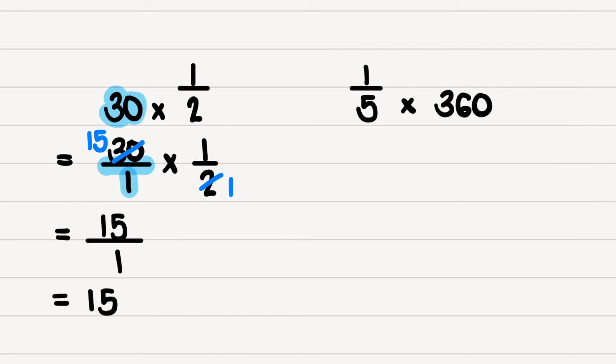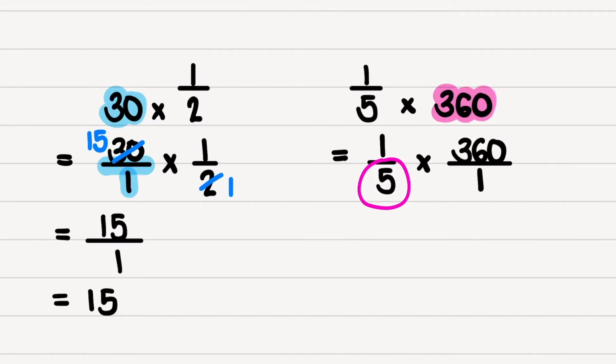Next example, I can see that I have the number 360. So I want to start by making that 360 a fraction. In order to make it a fraction, I'm going to keep the 1 over 5 the same, and I'm going to multiply that with the 360. I'm going to put it over 1. So it will be 360 over 1.